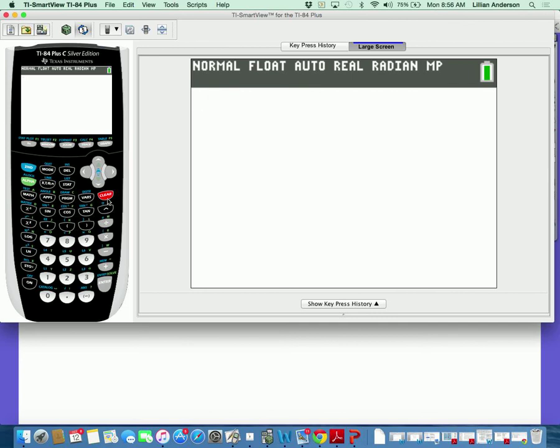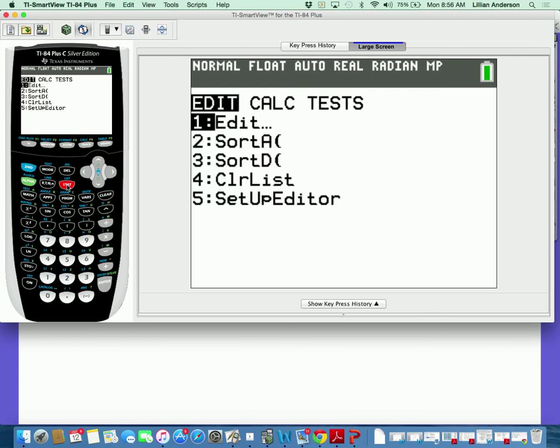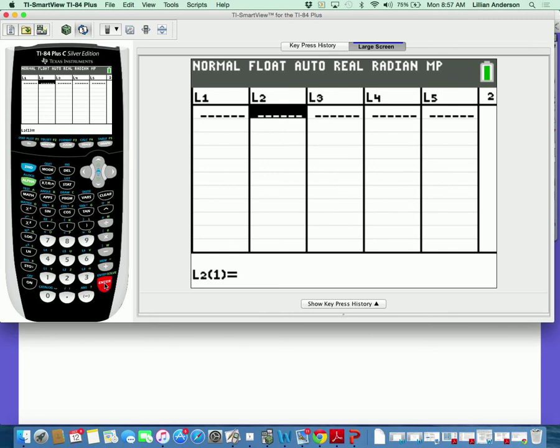So what you'll need to do is go to the stat button, which is located 2 buttons from your alpha button. The stat button. Okay? And then you should have these options on your screen. If at any point in time you fall behind, you need to let me know. Okay? So we're going to go right here to number 1, Edit. We're going to click enter. And you should have L1, L2, L3 in your calculator.